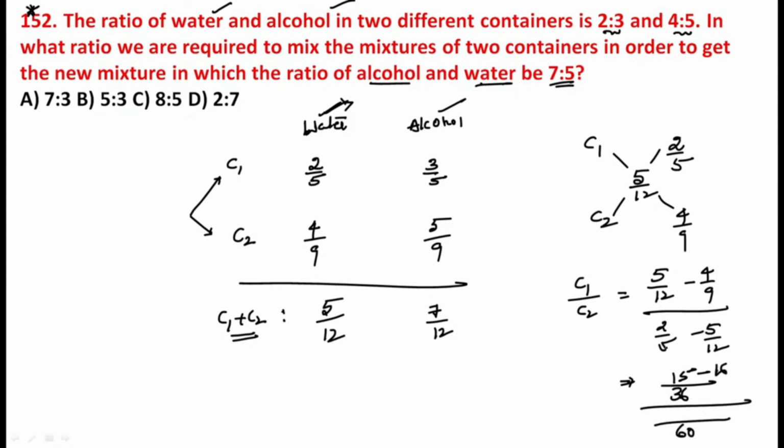The LCM of 12 and 5: 12 twos are 24 and 5 fives are 25. You can cancel these two numbers. The ratio becomes 60 by 36. 60 by 36 means, see, 6 tens are 60, 6 sixes are 36, so 5s and 3s. Now the ratio becomes 5 is to 3. You can take either water or alcohol. You can get how much proportion we are going to mix those two containers.